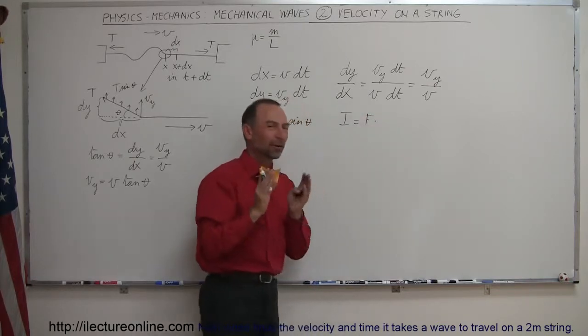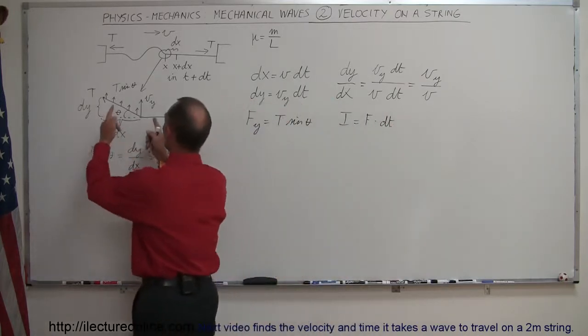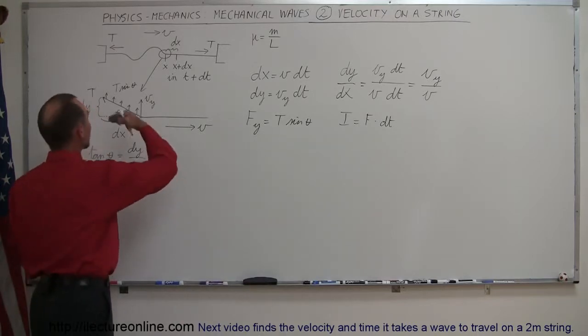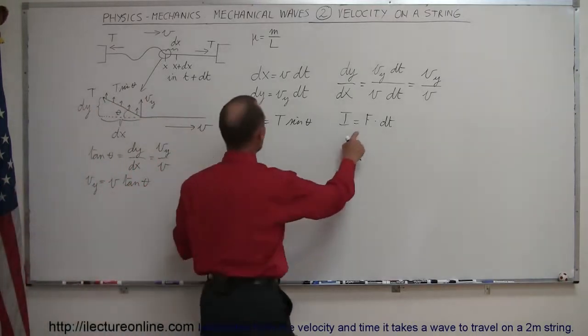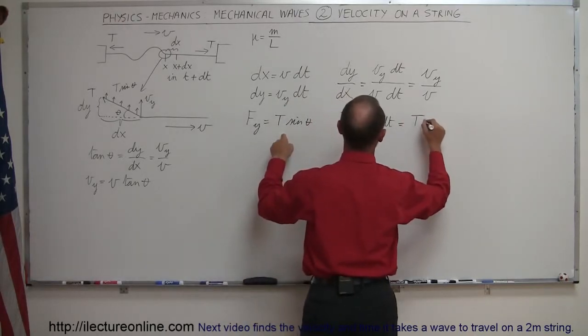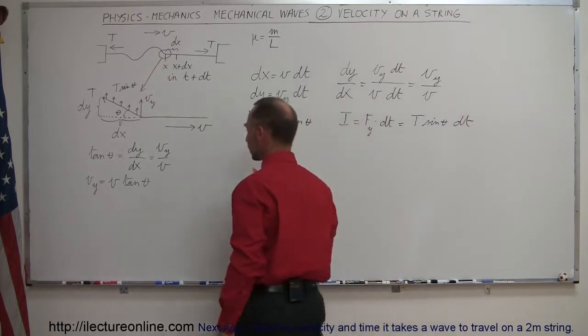And of course, if we're talking about a very small amount of time, we have to write it as a very small dt. So this small little section of the string, in the amount of time dt, feels a force in the upward direction. So the impulse can be written as, this would be force in the y direction, as the tension times the sine of theta times dt.